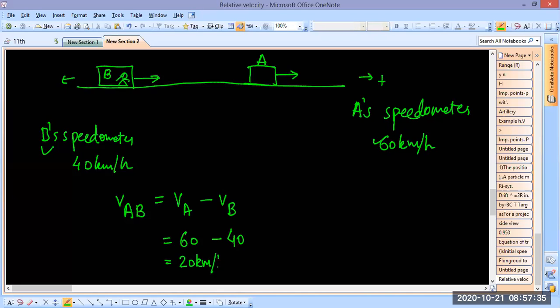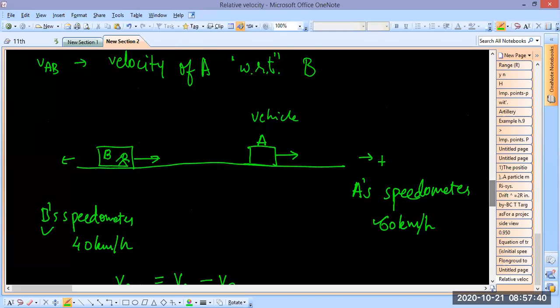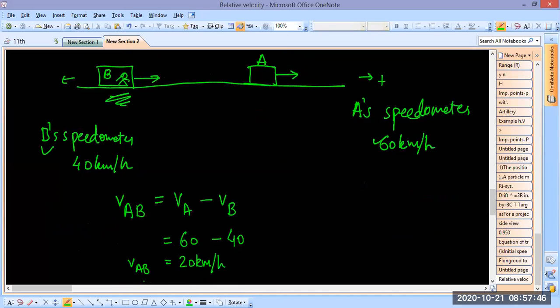So what that means is, by sitting in this vehicle, B is observing that vehicle A is moving at a velocity of 20 kilometer per hour. Okay, moving with a velocity of 20 kilometer per hour. So it appears slow. I hope you understand what I'm saying. Right?